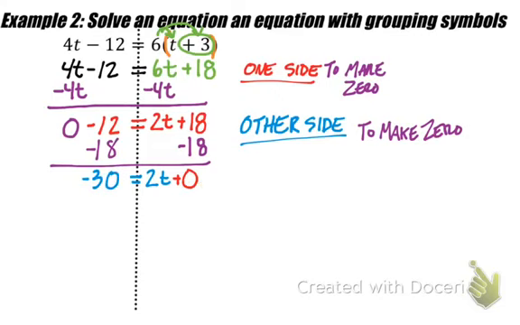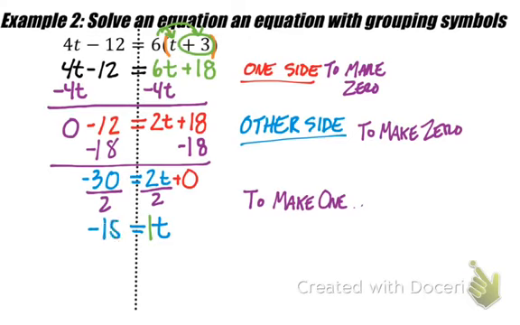We don't need that 0 anymore. And finally, we are left with 2t equals negative 30. And to make this 1, because we want to keep that t to represent the variable that we have to solve for, we're going to divide both sides by 2. So we're left with 1t equals negative 15. And we can rewrite it as negative 15 equals positive t.